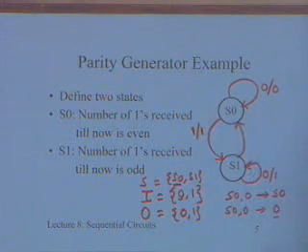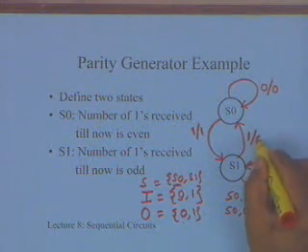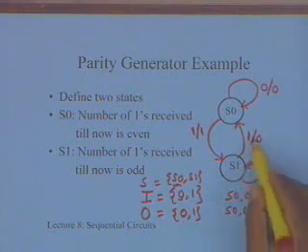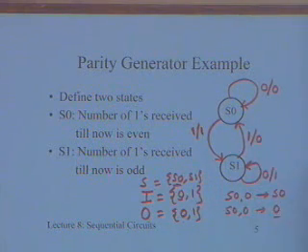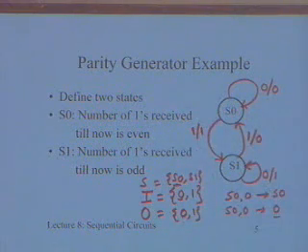And if I get the input 1, then my output is going to be 0 because the number of 1s were odd till now, and once I get a 1, the number of 1s will become even. So this is a complete state diagram and it is completely specified. The reason it is completely specified is that for each state, I have exhausted all possible inputs.